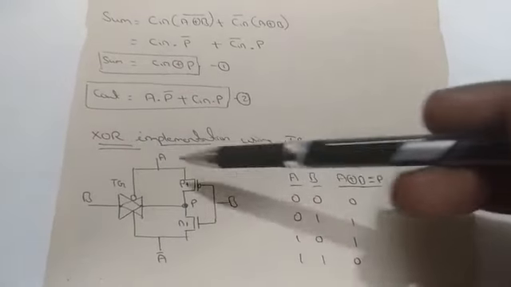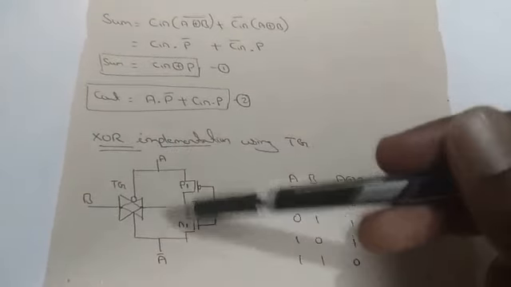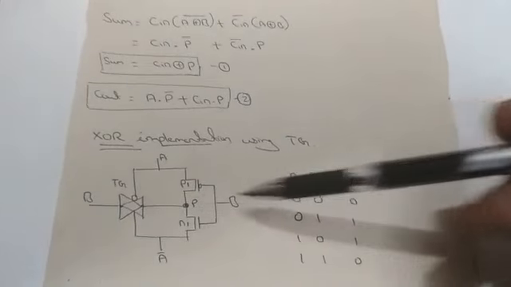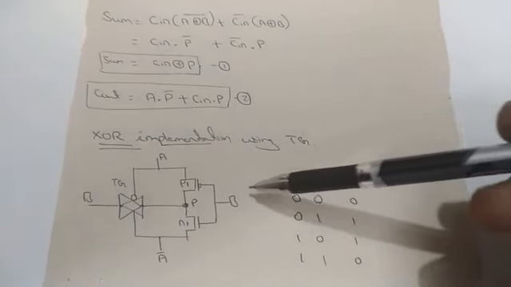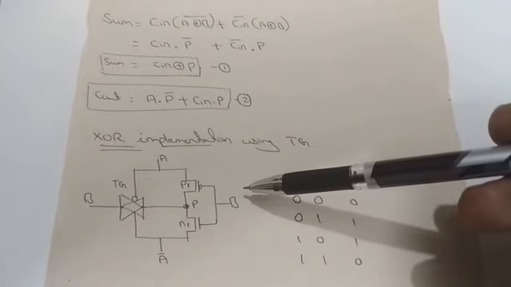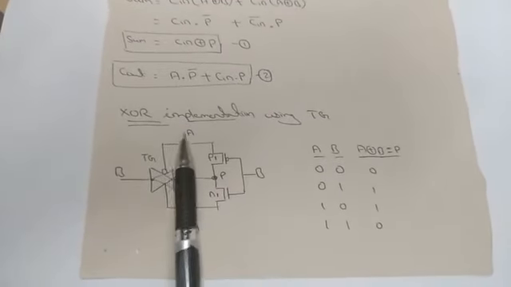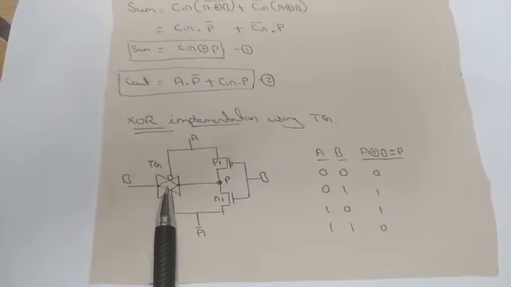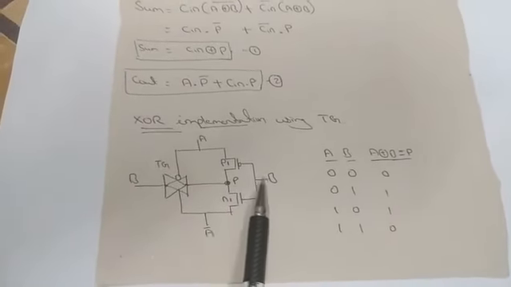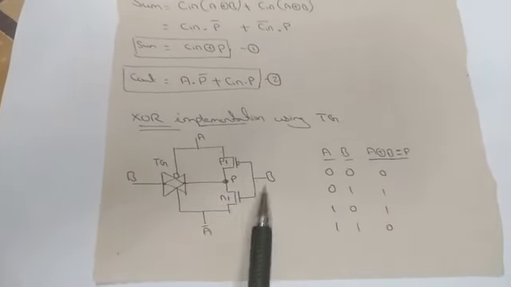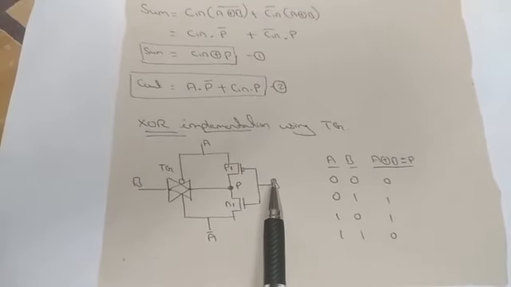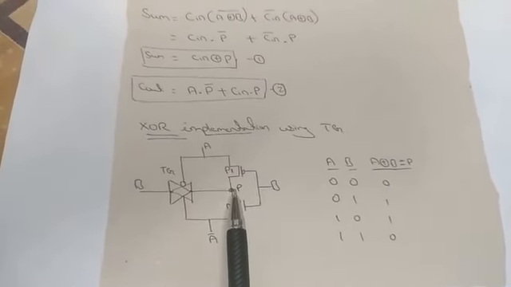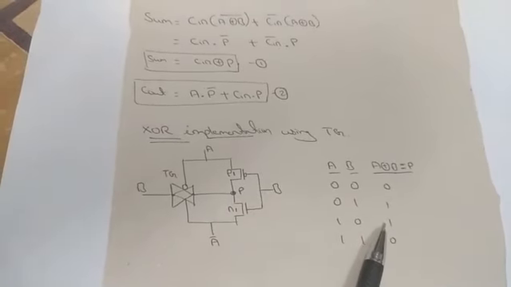Next, when A is equal to 1, this transmission gate is in an off state. So what will happen here? B is 0. See here, this structure looks like it is connected in an inverted form. So when B is 0, the output at P will be 1.